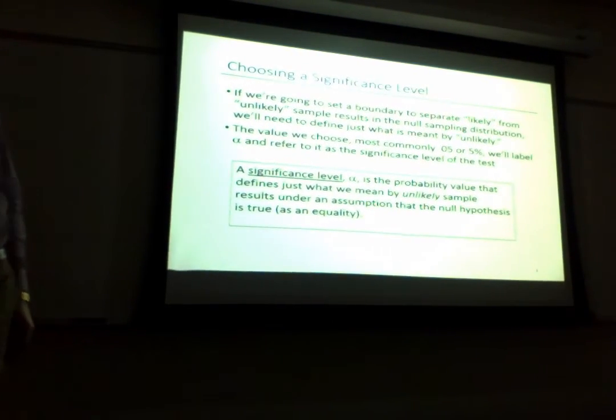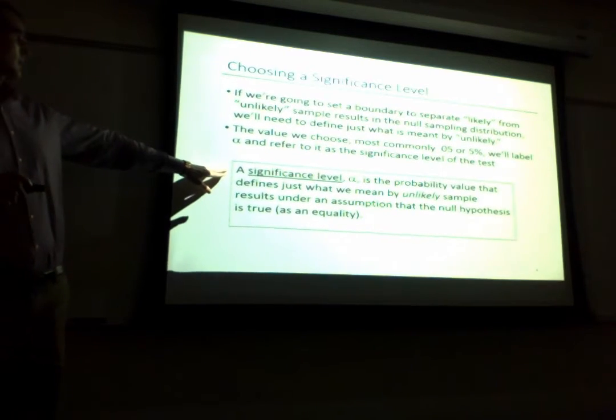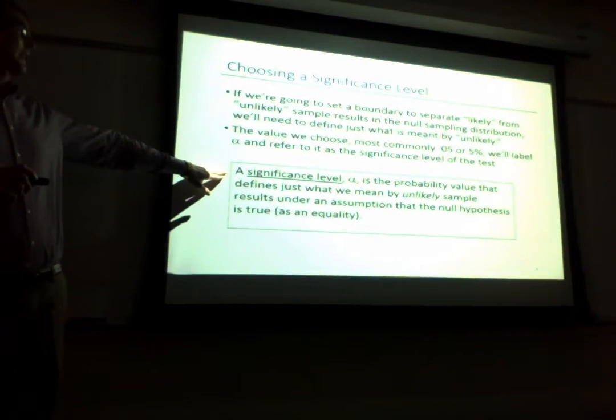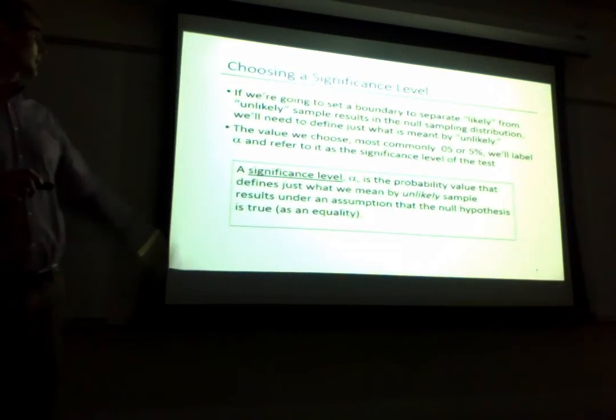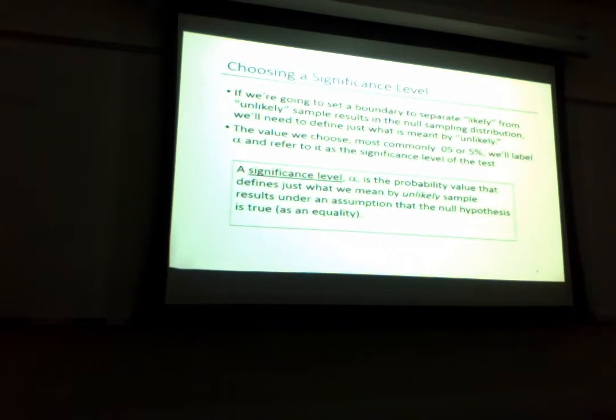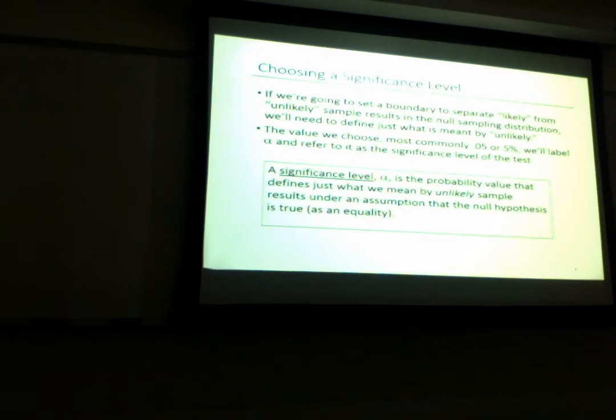Choosing a significance level. All right, let's go straight to the definition of our significance level. It is the probability value that defines just what we mean by unlikely sample results under an assumption that the null hypothesis is true. Significance level is what do we mean by unlikely, our threshold for unlikely.